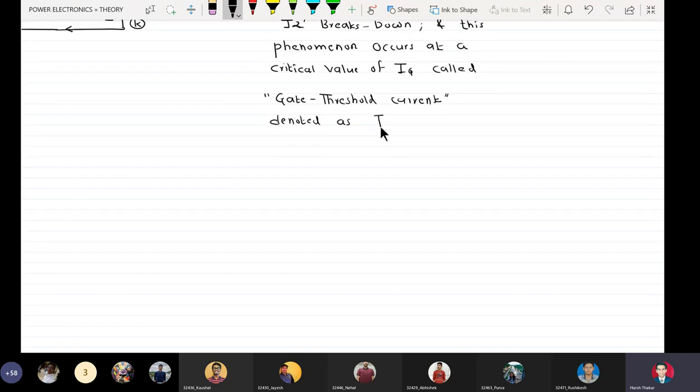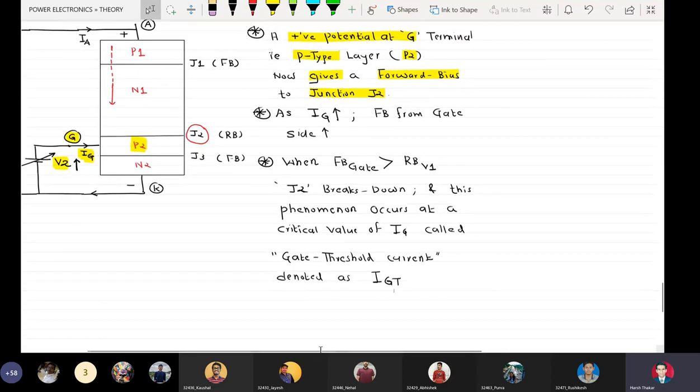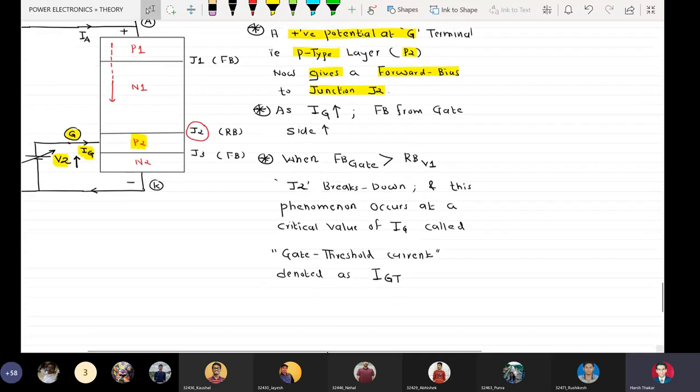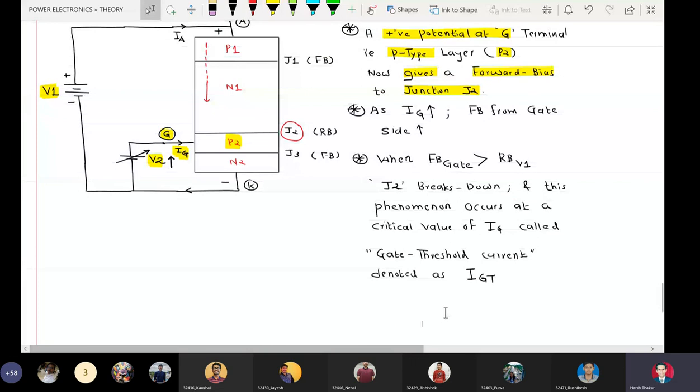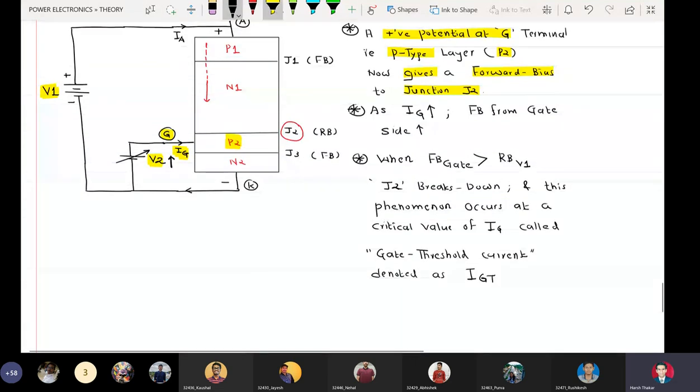Denoted as IGT. Okay, so when you perform the experiment, you will actually measure in the setup all these values: gate current, latching current, holding current, etc. Let us highlight what we discussed.